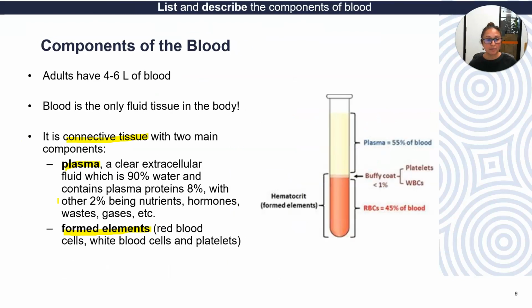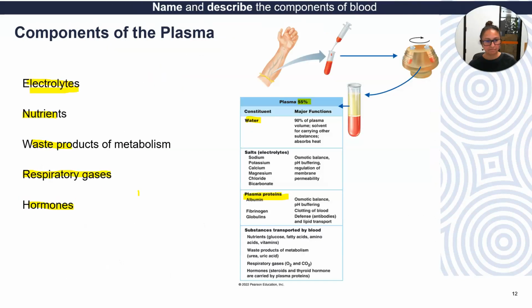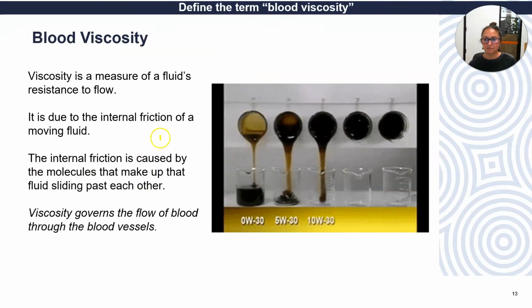So we're going to go back up here. We've got blood is made up of plasma and formed elements, and then plasma contains plasma proteins. Okay, so now that we know what's in blood, the blood is made up of plasma and formed elements, what's in the plasma, and what are the formed elements. Now we can look at some characteristics of blood.